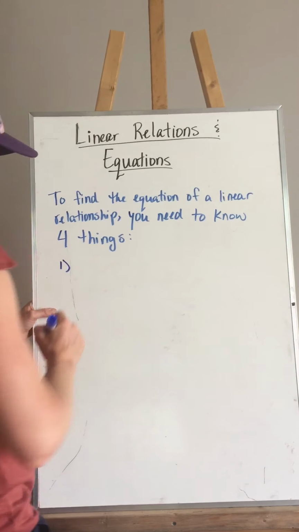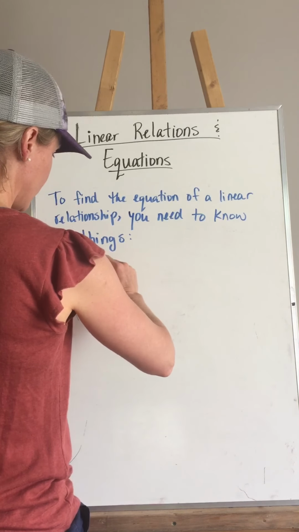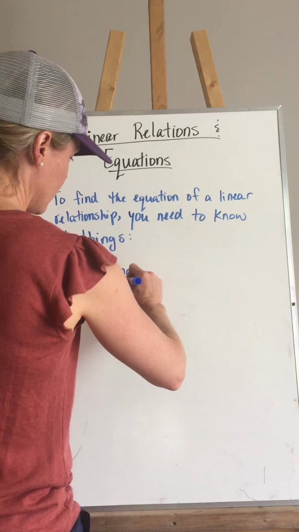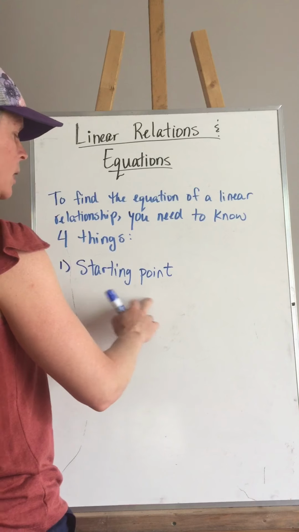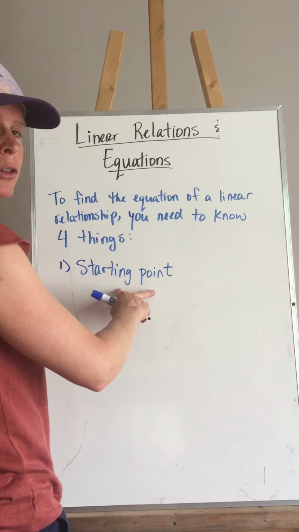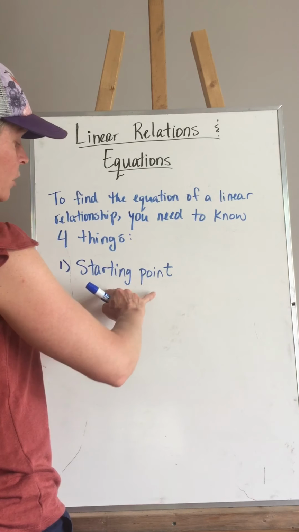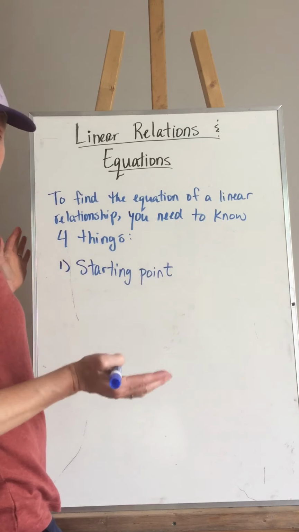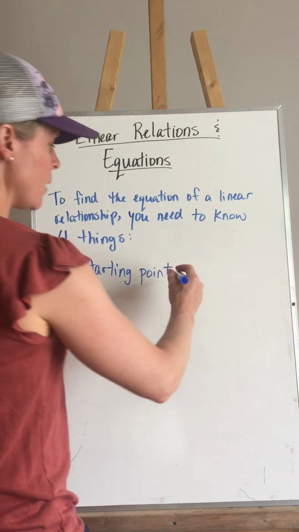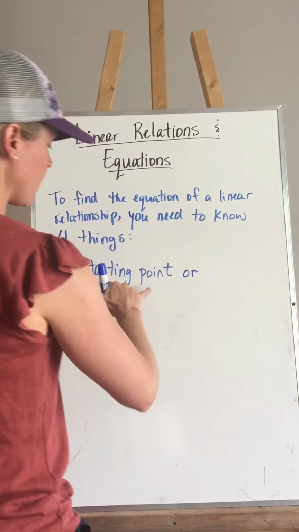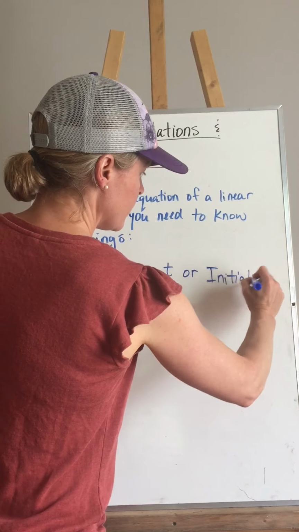Number 1, I would take this down as a little note. You need to know the starting point. And starting point, remember we talked about on Monday, Tuesday's lesson, the starting point for direct variation is always 0. But for partial variation, it will be anything but 0. So you need to know the starting point. The other thing that this can be called is initial value.